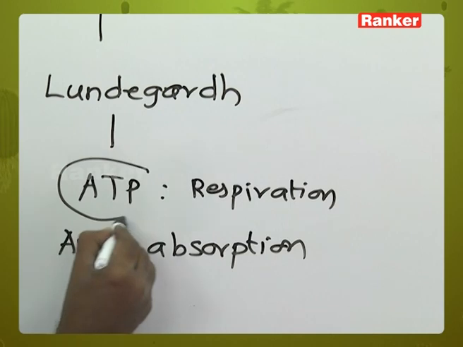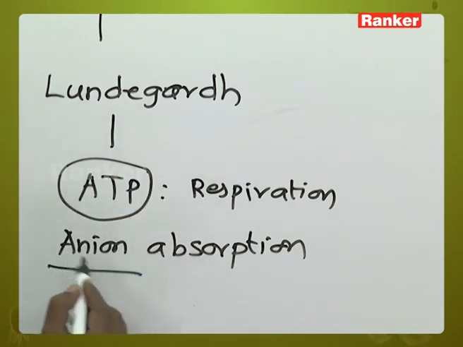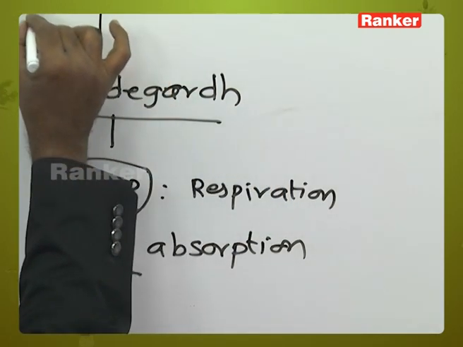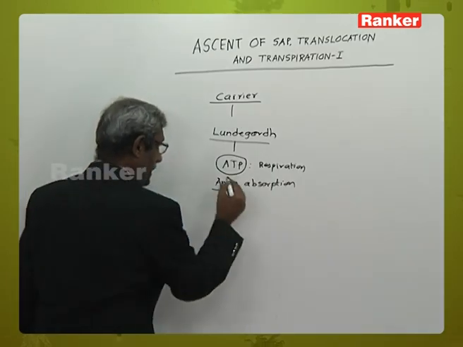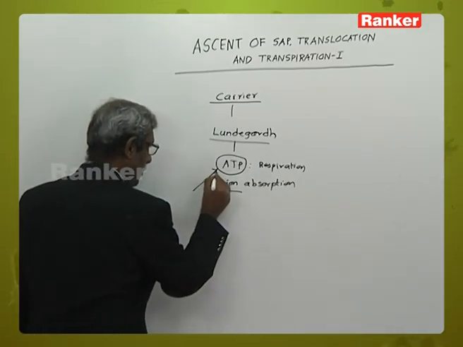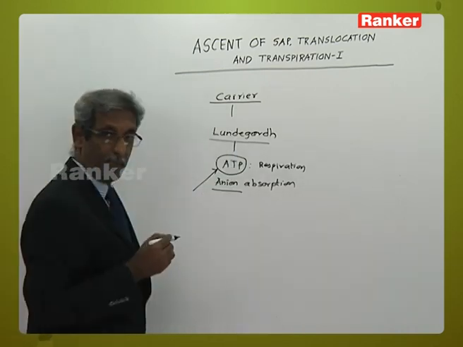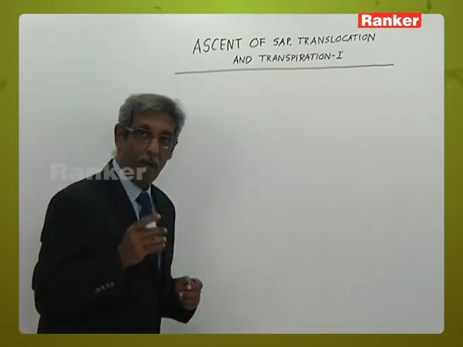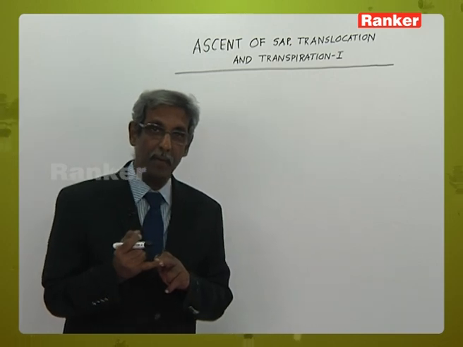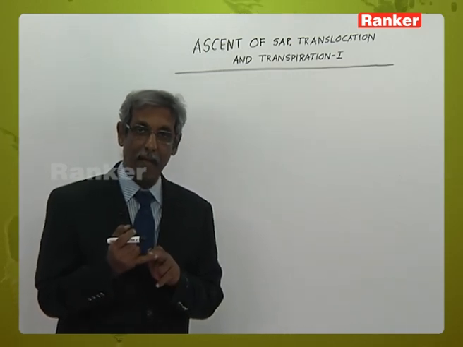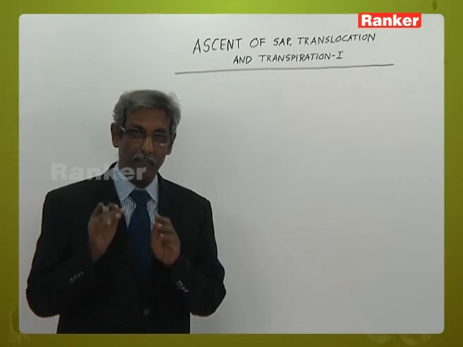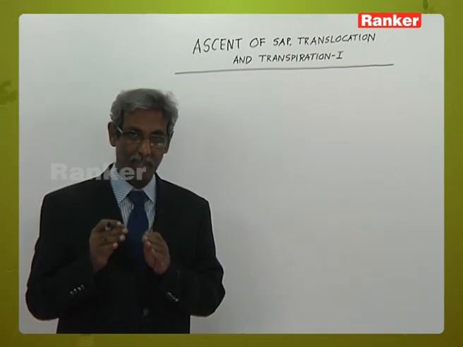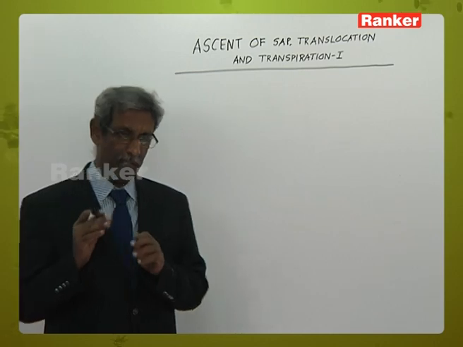So, the source is ATP, the movement is anion, proposed by Lundegaard, and the concept is a carrier. So, it requires ATP. ATP is a very important requirement for the carrier concept. Now, you primarily understand what exactly is active absorption of ions as well as the carrier concept. Now, we are coming to a very important concept about ascent of sap that relates to an osmometer.